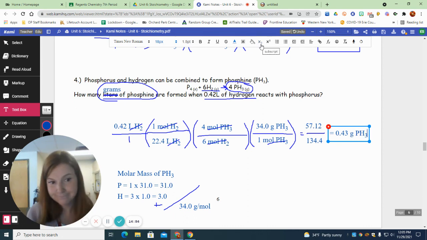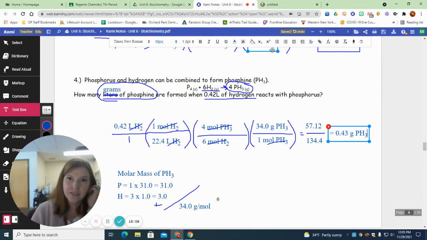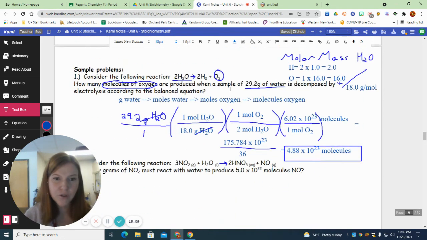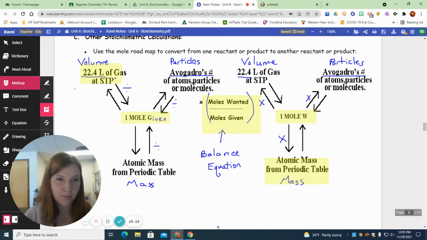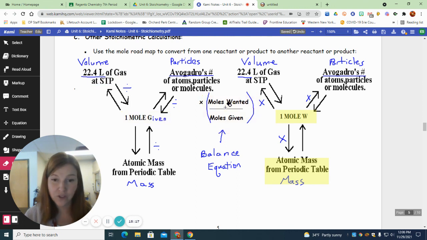Boom, there you go. So the setup for each of these problems is a little bit different depending on what it is you're actually trying to solve for, right? So you really have to analyze each problem. But it all goes back to using this mole roadmap. You have to get from whatever it is you're given to moles. Then you have to use the mole ratio to get to moles of what you want. And then you're converting from moles of what you want into whatever it is you're asked about.